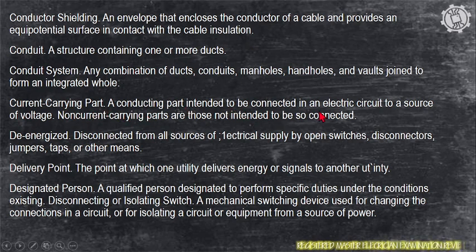Then we have current carrying part or path, a conducting part intended to be connected in electrical circuit to a source of voltage. So non-current carrying parts are those not intended to be so connected. So, yung current carrying part, yan yung nakikerry ng current. So, kunyari, conductor na doon dumadaan yung ating current. So, that is a current carrying part. Ang ibang tawag niyan is the hot wire or the live wire. So, meron din tayong non-current carrying wire. Example of that one, which usually does not carry current, is our grounded wire or our grounding wire. So, hindi yan nakikerry ng current. And in some cases, it's also our neutral wire.